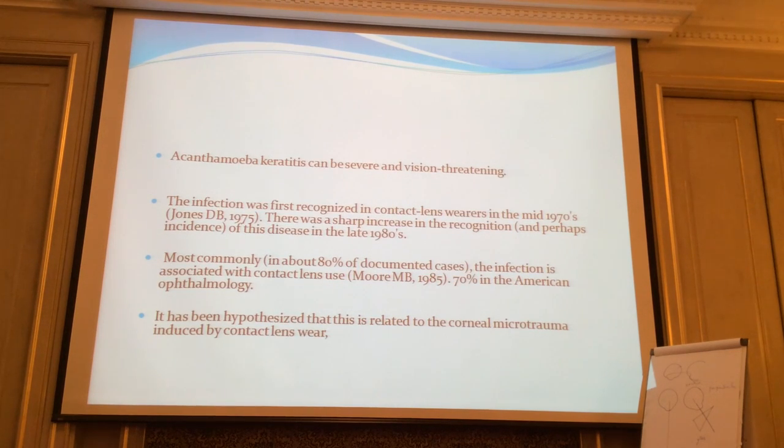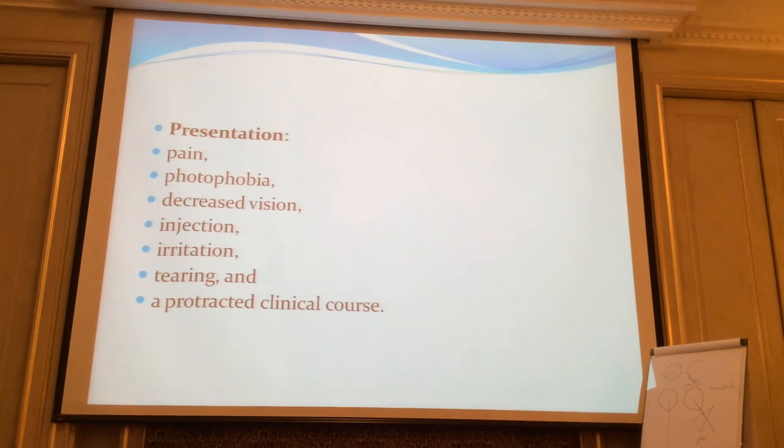They hypothesize that it gets access to the eye from tap water contamination: you wash your hands, then you put in your contact lens, and there is a microtrauma, so it gets access to the cornea. This is how it gets access, and why it occurs with contact lenses and not without. The symptoms are pain, photophobia, decreased vision, injection, irritation, tearing, and a clinical course that goes up and down: they improve a little, they deteriorate, they improve and deteriorate.